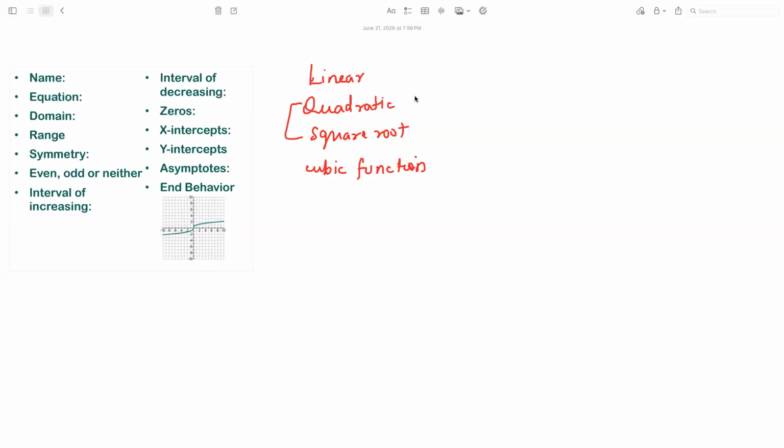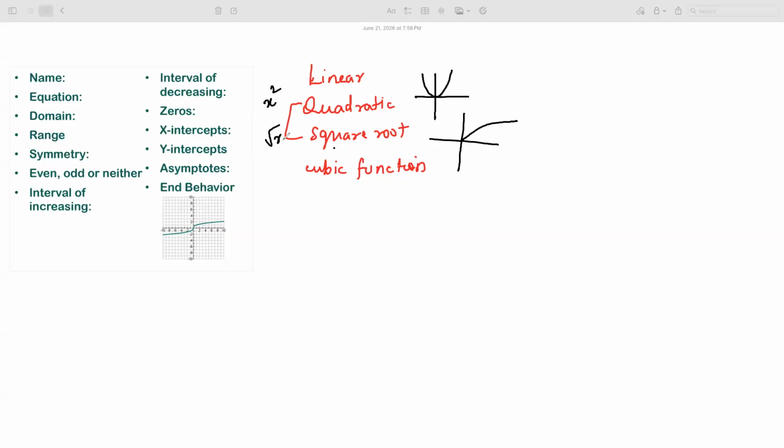Okay, we did this, right? The quadratic was like this, right? The square root function was like this. Any questions? You're all with me, right, on this? Okay, now quadratic is x square function. Square root is the opposite of that. Any questions still here?